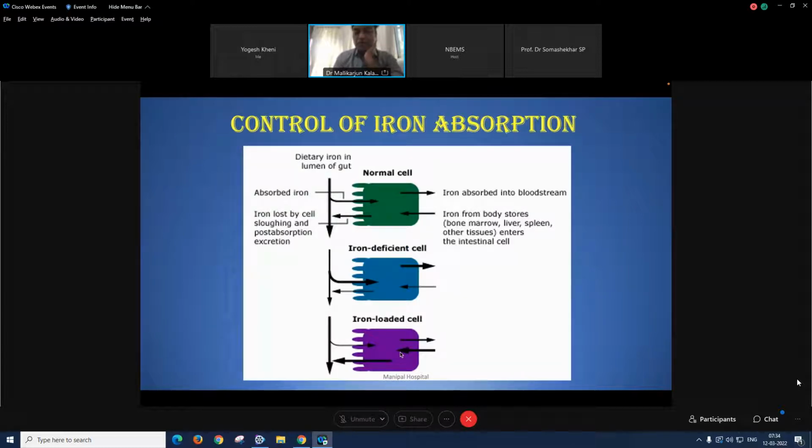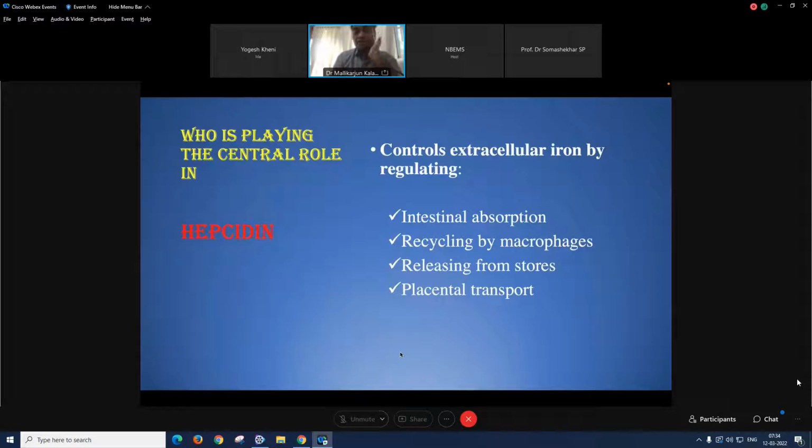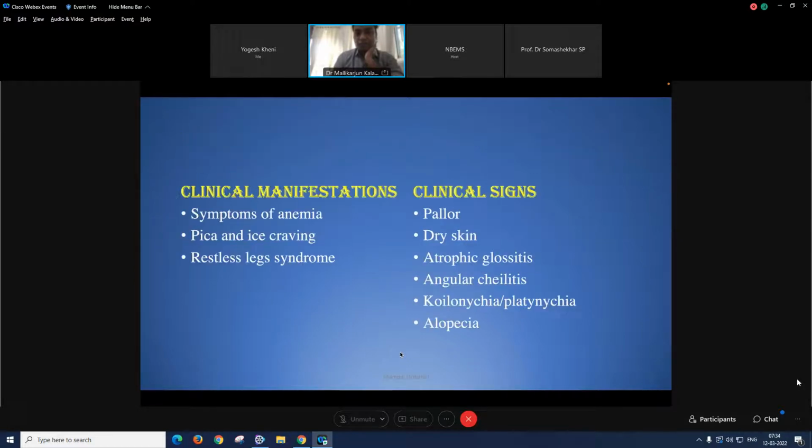But what is important to know is that when we do oral administration of iron, even if you take, for example, 100 milligram, only 1 to 10% of that is absorbed. The percentage of absorption depends on how replete the iron stores are. And who plays a central role in iron absorption? That is hepcidin, and it does so by controlling the intestinal absorption, recycling by the macrophages, release of the iron store, and placental transport.